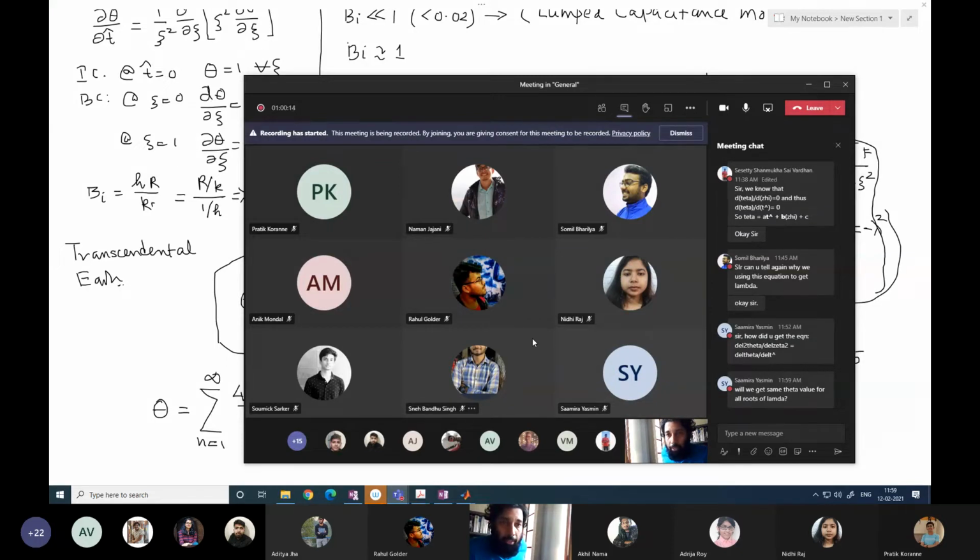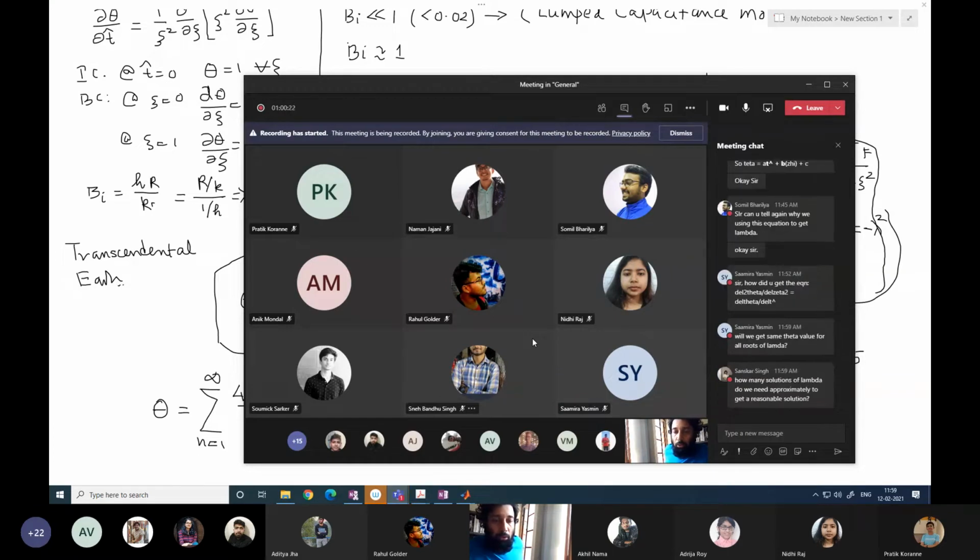Will we get the same theta value for all roots of lambda? See, these roots of lambda are different. So say if I take a particular example. Okay, next question, let me see.